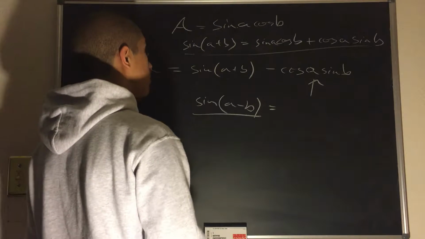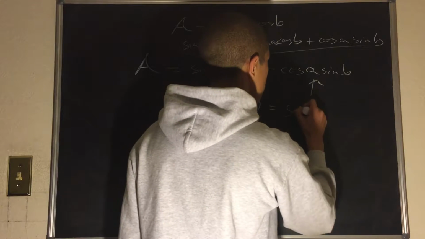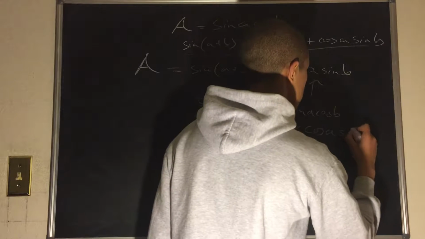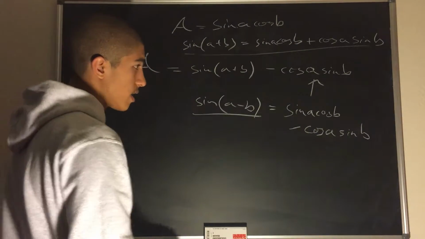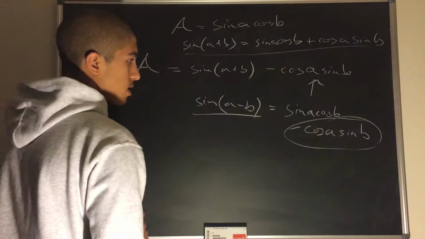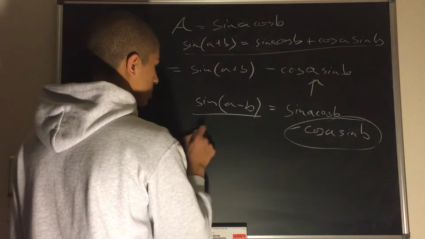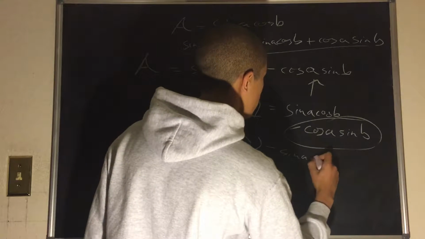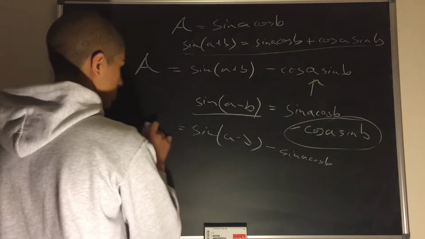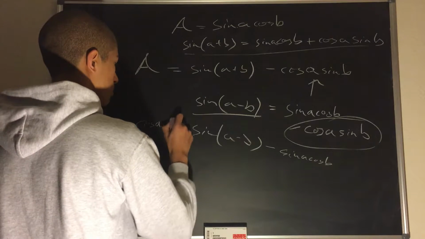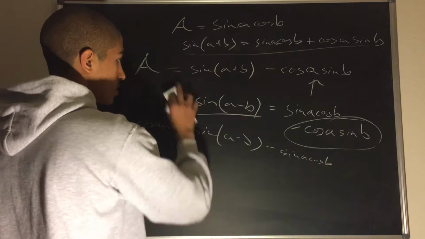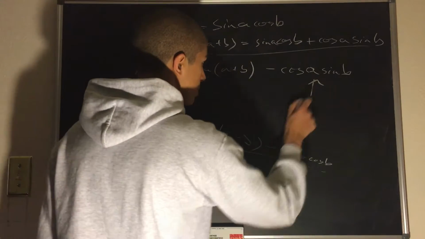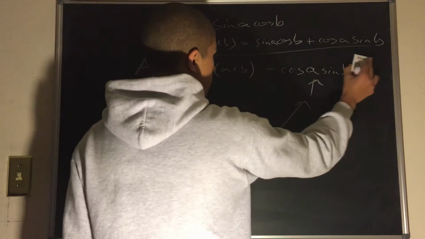So we will be introducing sine of A minus B. If we remember correctly, sine of A minus B is equal to sin A cos B minus cos A sin B. Then we can isolate negative cos A sin B, and that just equals sine of A minus B minus sin A cos B, which is equal to negative cos A sin B. So then we can plug this into there.